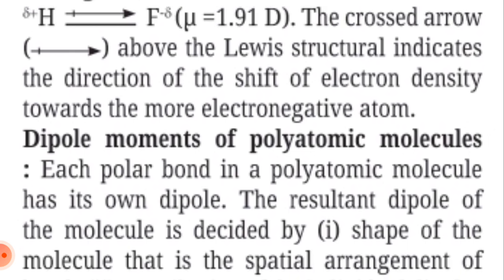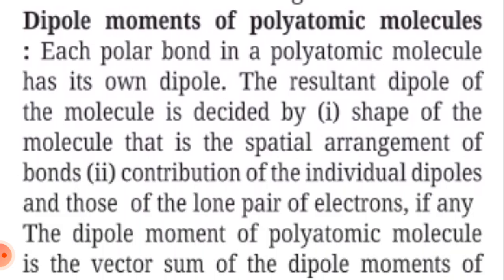H partial positive, fluorine partial negative, mu is 1.91 D. The crossed arrow above the Lewis structure indicates the direction of the shift of electron density towards the more electronegative atom. Dipole moment of polyatomic molecules.